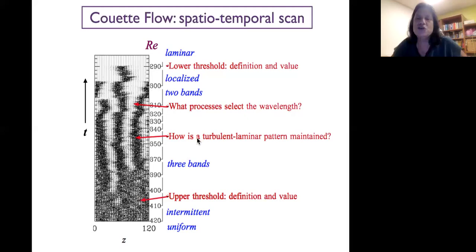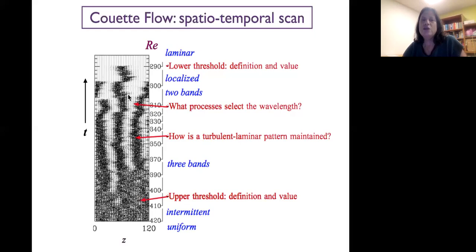And so the questions we would ask are, what selects the wavelength? What is the upper threshold? How do we define it, and how do we evaluate it? The bands disappear here. That's the lower threshold. How do we define that, since it's all kind of statistical? And what is its Reynolds number value? And what are the mechanisms that keep the turbulent laminar pattern maintained?